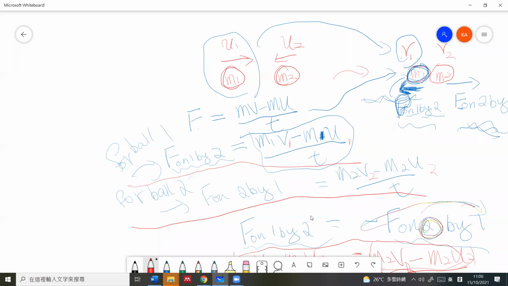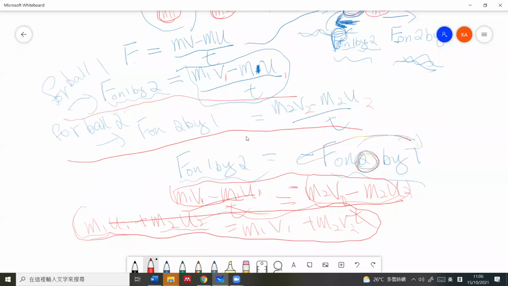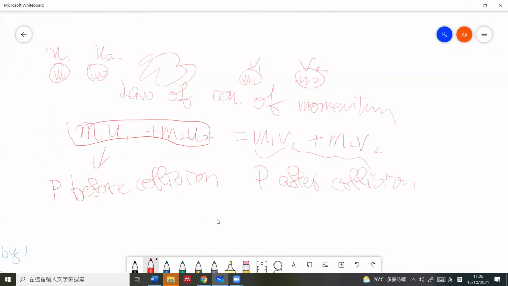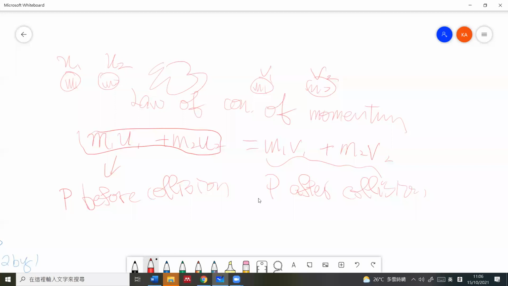two equations. And these two equations are action and reaction pairs. 咁所以 the force on 1 by 2 equals to negative force on 2 by 1. 即係你寫咗呢條 equations and you rearrange the equations and you will get this result. And this result is called the law of conservation of momentum. Okay? So if you analyze these equations, then you will find that the left-hand side equals the momentum before collision, and the right-hand side equals the momentum after collision.